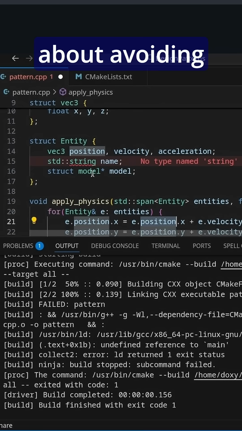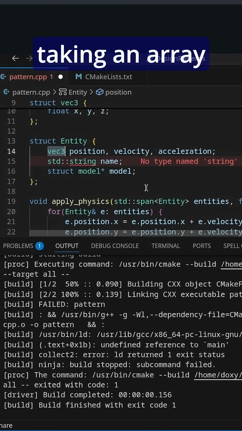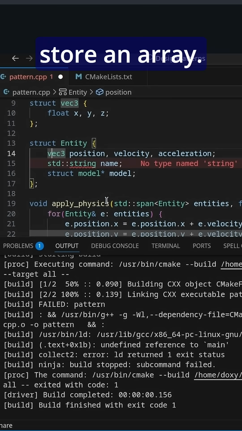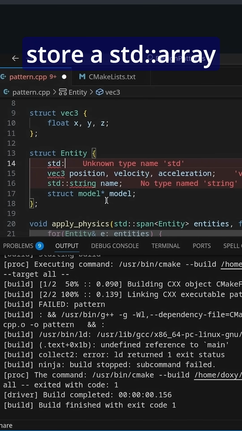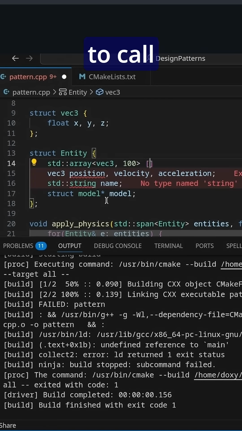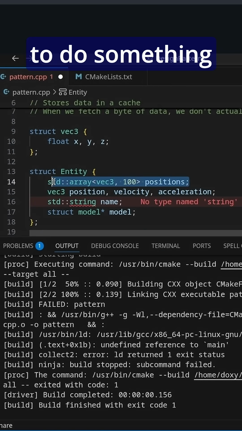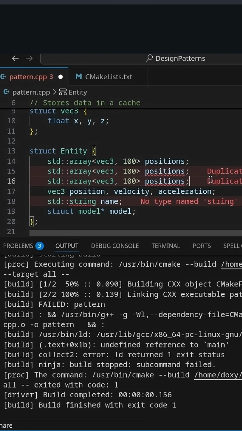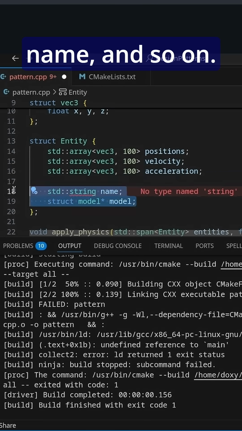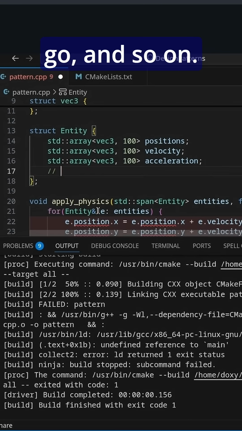So how can we go about avoiding that waste? Well, instead of taking an array of entities, let's instead have our entity store an array. So we're going to store a std::array of vec3, 100, which we're going to call positions. And we're going to do something similar for velocity, for acceleration, for the name, and so on.